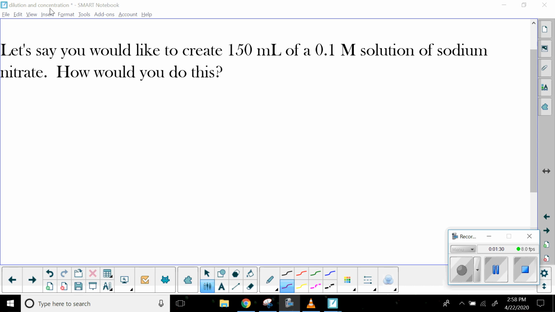So let's say we would like to create 150 milliliters of a 0.1 mole per liter solution of sodium nitrate. How would I do this? Well, I'm going to analyze what I've got here. I know that I have a volume of 150 milliliters. I'm going to immediately change that to liters by moving the decimal 3 places over to the left. I've got a concentration, and I don't know how many moles I've got.